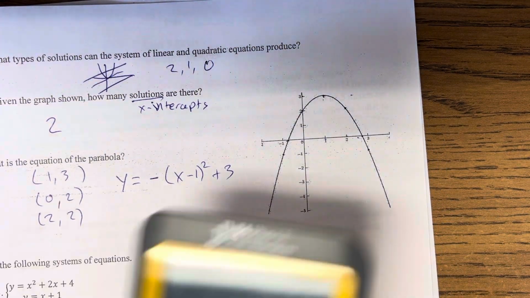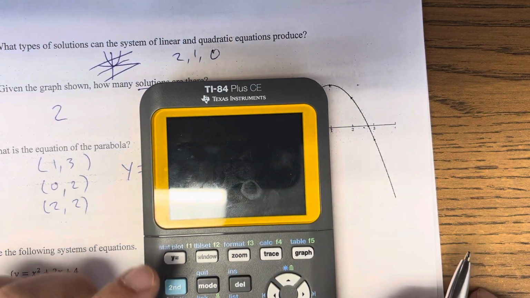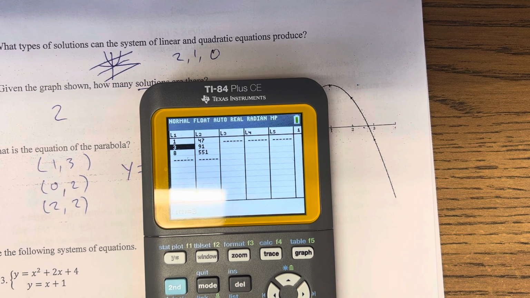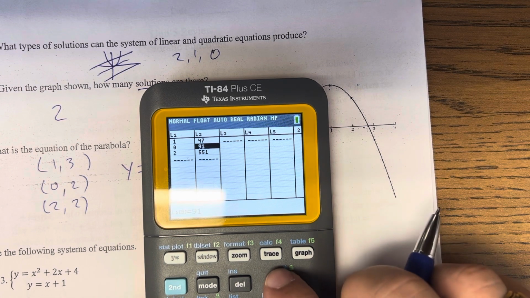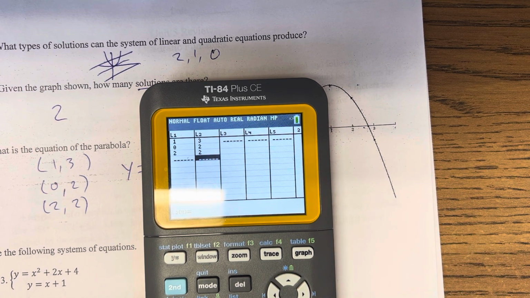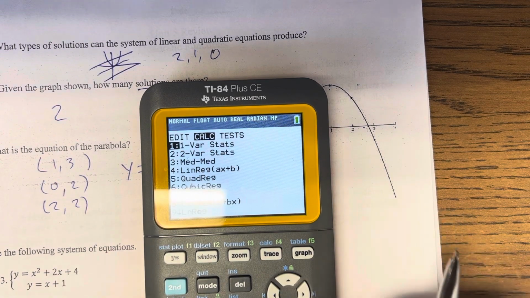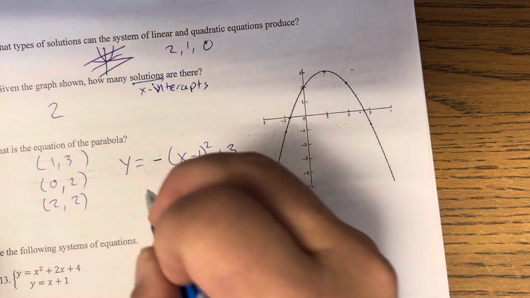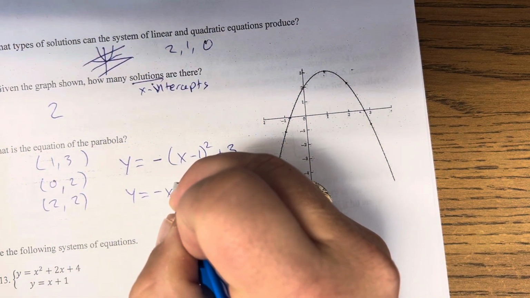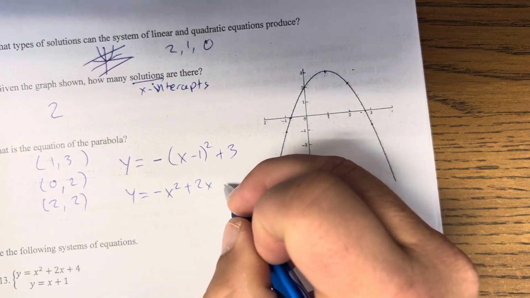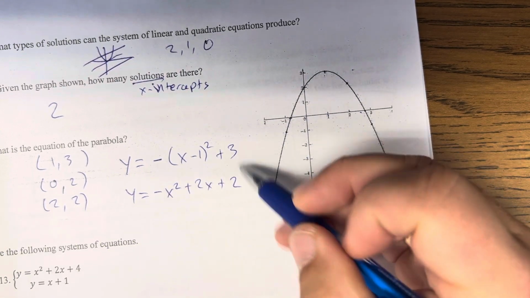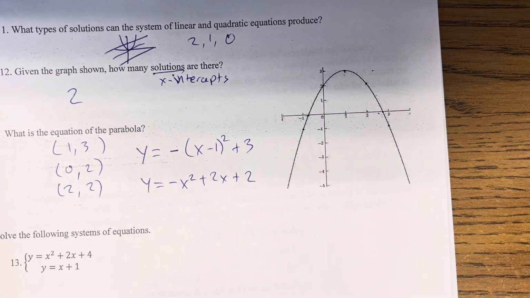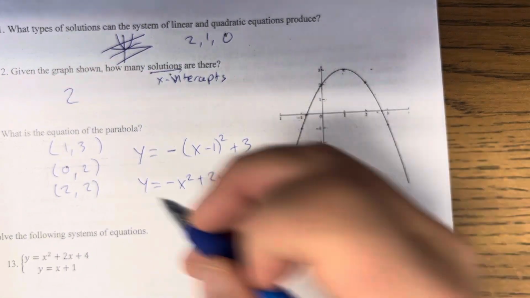If you want to do standard form, you could also use these points and go into stat, edit. We'll put in these numbers 1, 3, 0, 2, and 2, 2. We'll go back to stat, quadratic. And so using the A, B, and C, it's y equals negative x squared plus 2x plus 2. And so these should be the same, just as in vertex form, as in standard form. And so either one of these are good.